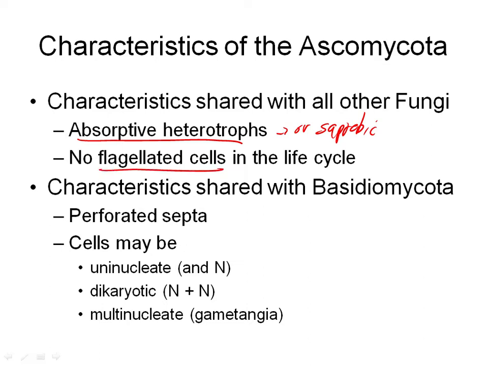There are no flagella. None of the fungi have flagella anywhere in their life cycles. There's actually one small exception to that in the cellular slime molds, which we'll do in a couple weeks, but a very small exception. Ascomycota don't, Basidiomycota don't. The Basidiomycota, the group that we'll do next, have perforated septa, so they have septate hyphae. Zygomycota don't; Zygomycota are siphonous and coenocytic. These guys are septate, but they have holes in their walls. Those holes are very important for part of the life cycle we'll talk about late in this lecture or the beginning of next lecture.